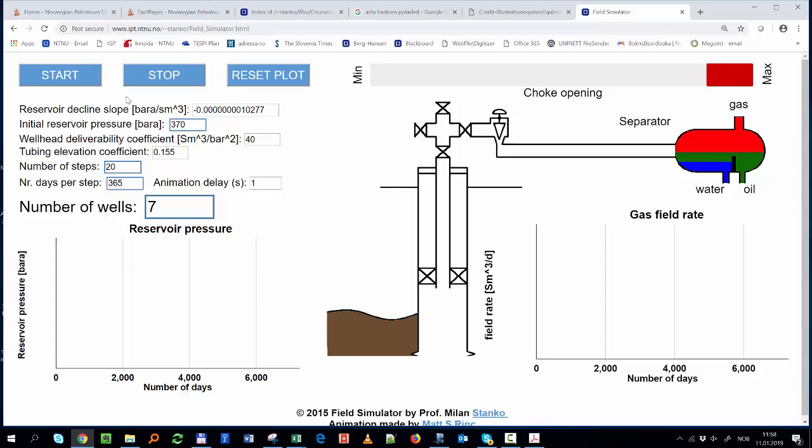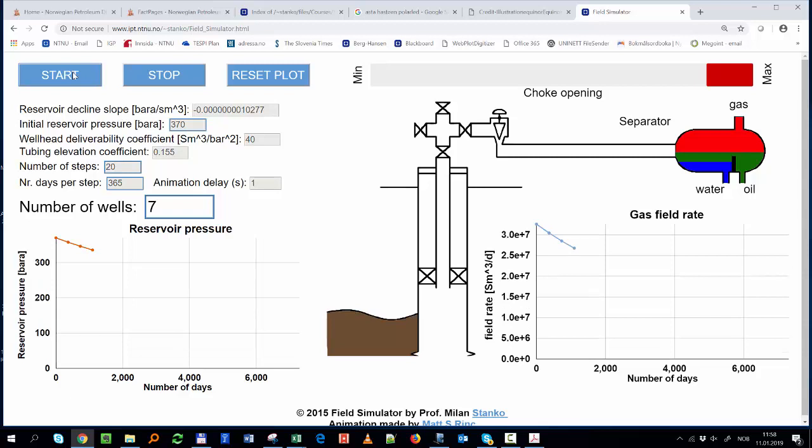So let's see how it goes. It simply drops, because the differential pressure that is driving the flow from the reservoir pressure is declining, going down. Now let's try the other case. Sorry, what was the production in the last case? Maximum production was like 32 million, that's in standard cubic meters per day of gas.